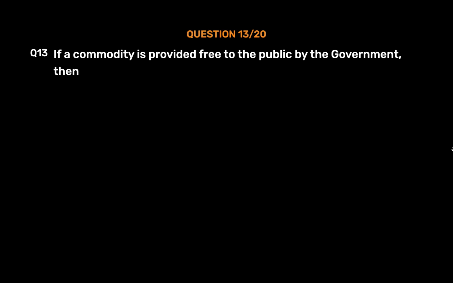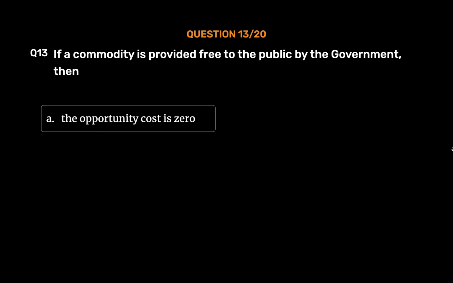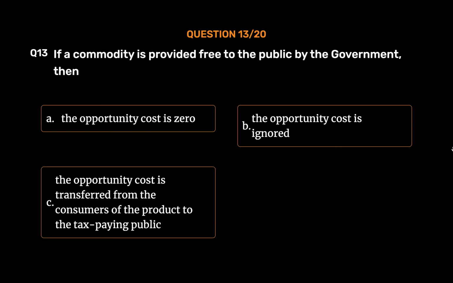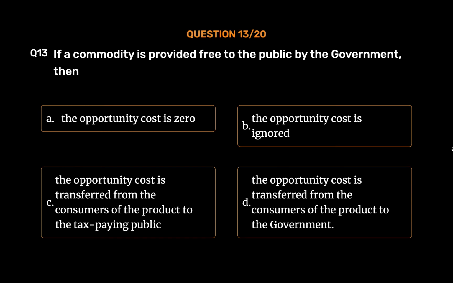Question number 13. If a commodity is provided free to the public by the government, then Option A: the opportunity cost is zero. Option B: the opportunity cost is ignored. Option C: the opportunity cost is transferred from the consumers of the product to the tax-paying public. Option D: the opportunity cost is transferred from the consumers of the product to the government. The correct answer is Option C. The opportunity cost is transferred from the consumers of the product to the tax-paying public.